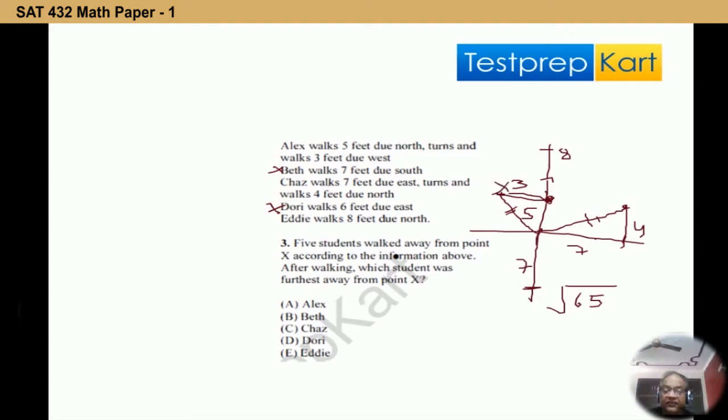Let's reject this one. So root 65 is what? It is greater than 8. It will be 8 point something. And therefore this length, that is Chaz, who walks 7 feet this side towards east, and then 4 feet towards north. So that's the correct answer, because it's a square root of 65, which is greater than 8, and therefore option C is correct.